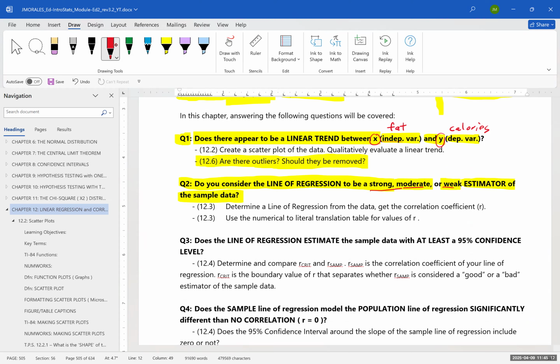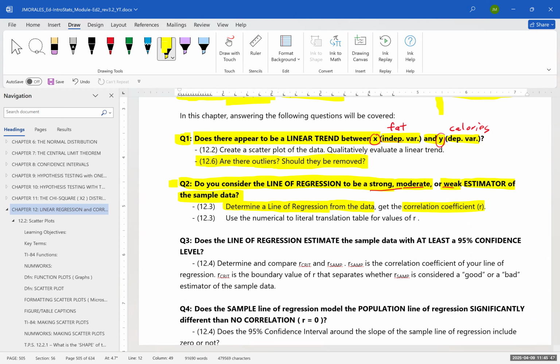But how do you determine whether it's strong, moderate, or weak? That's what we'll be answering here in question two. We're going to determine a line of regression from the data, which you saw up above. But something that you didn't see above is that we're going to get something called a correlation coefficient. A correlation coefficient is a value that tells you how strongly one random variable is correlated to another.